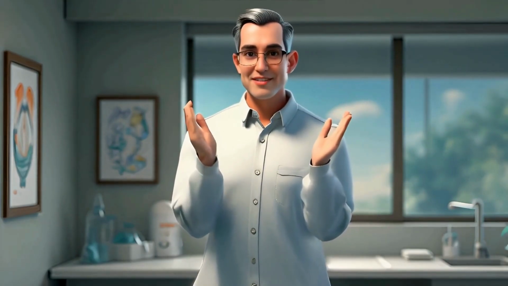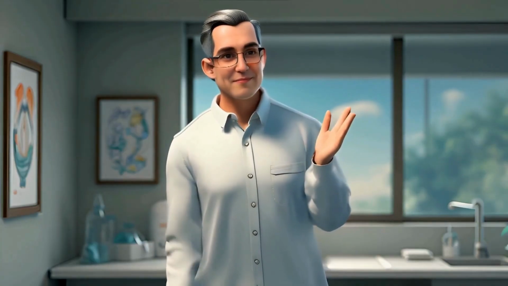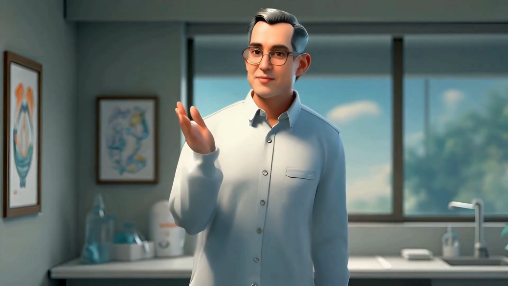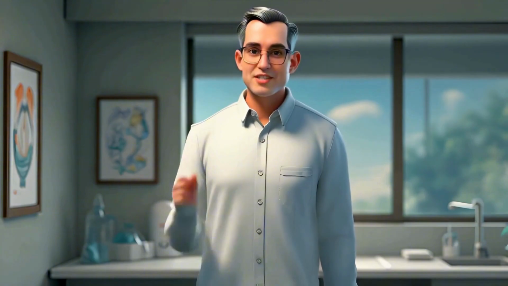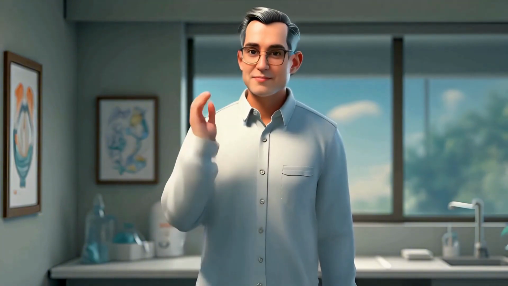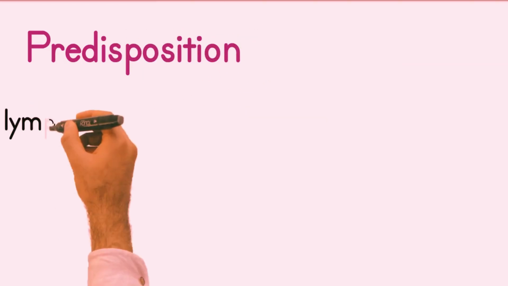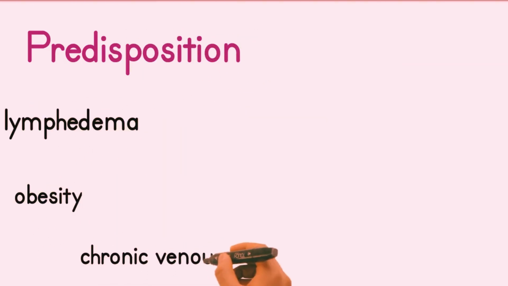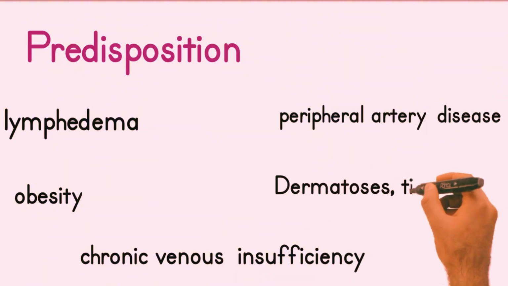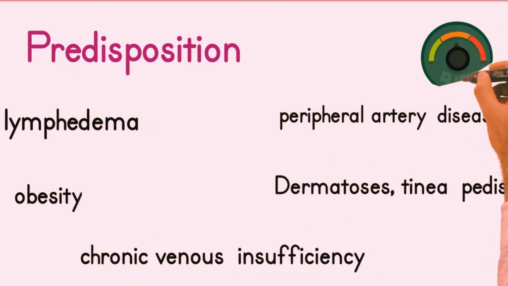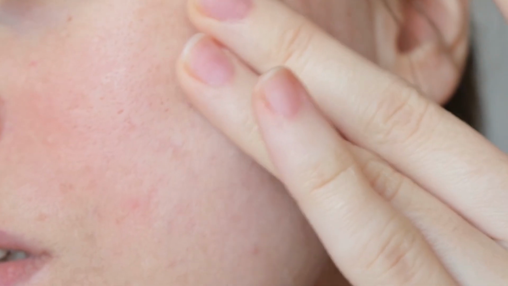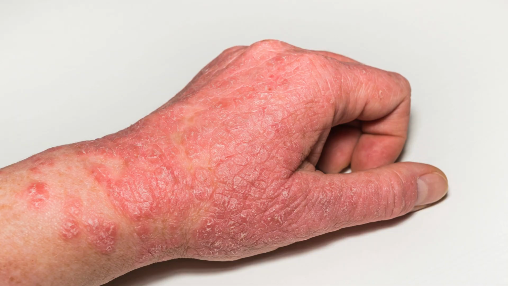Predilection points: lower leg most common, then face. Predisposition: lymphedema. Erysipelas is the most common complication of lymphedema, and also a frequent cause of lymphedema. Obesity, chronic venous insufficiency, peripheral artery disease. Dermatoses, tinea pedis. Symptoms: sharply circumscribed, unlike phlegmon with blurred redness, overheated, painful, possibly regional lymphadenitis.